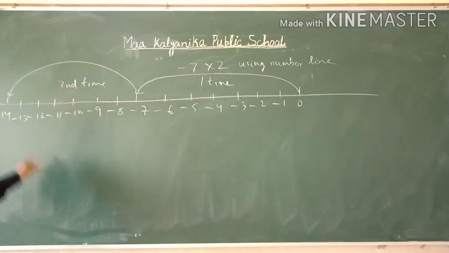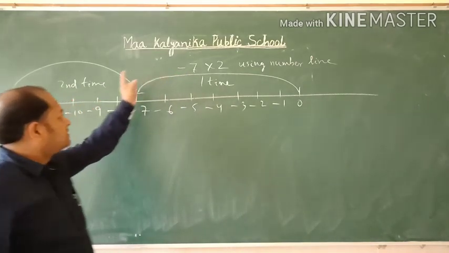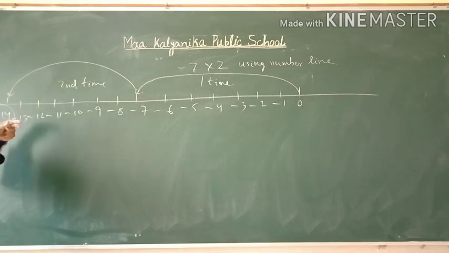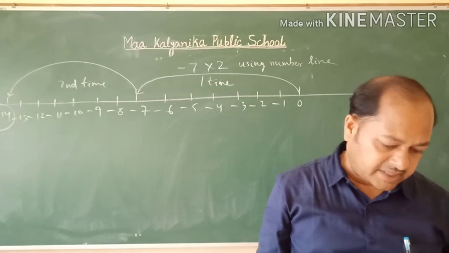The answer will be how much? The minus 14. So minus 14 is the answer. If you multiply minus 7 with 2, the answer becomes minus 14, and this is the number line. So many problems in this chapter will be solved using number lines.